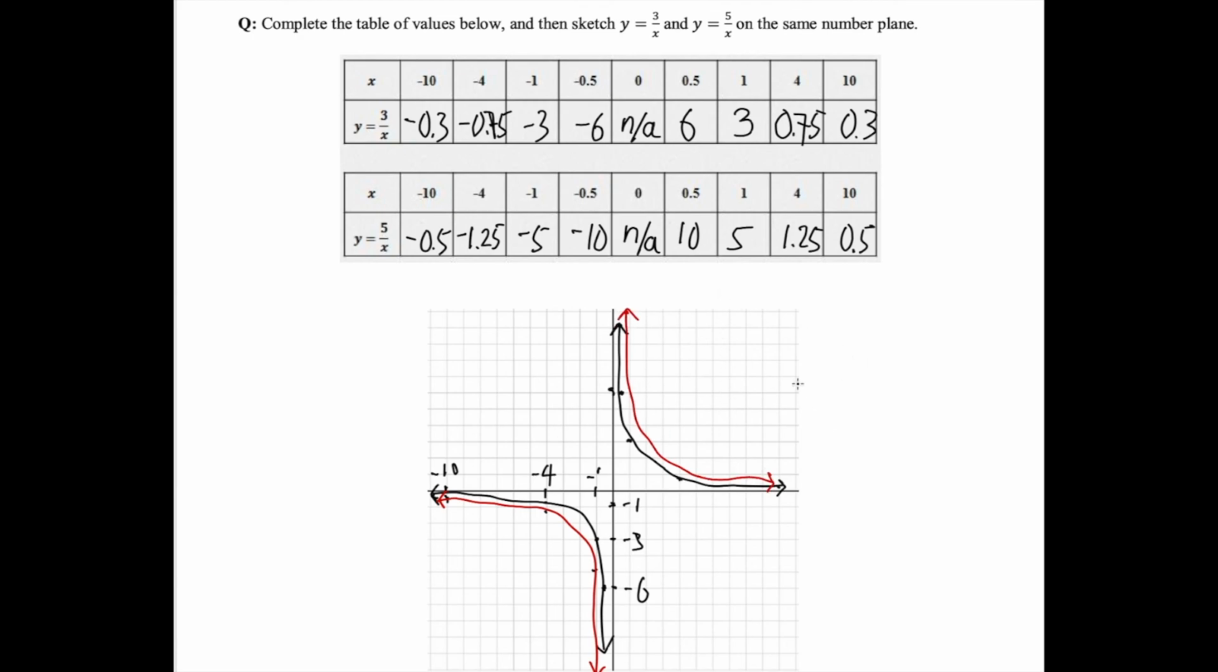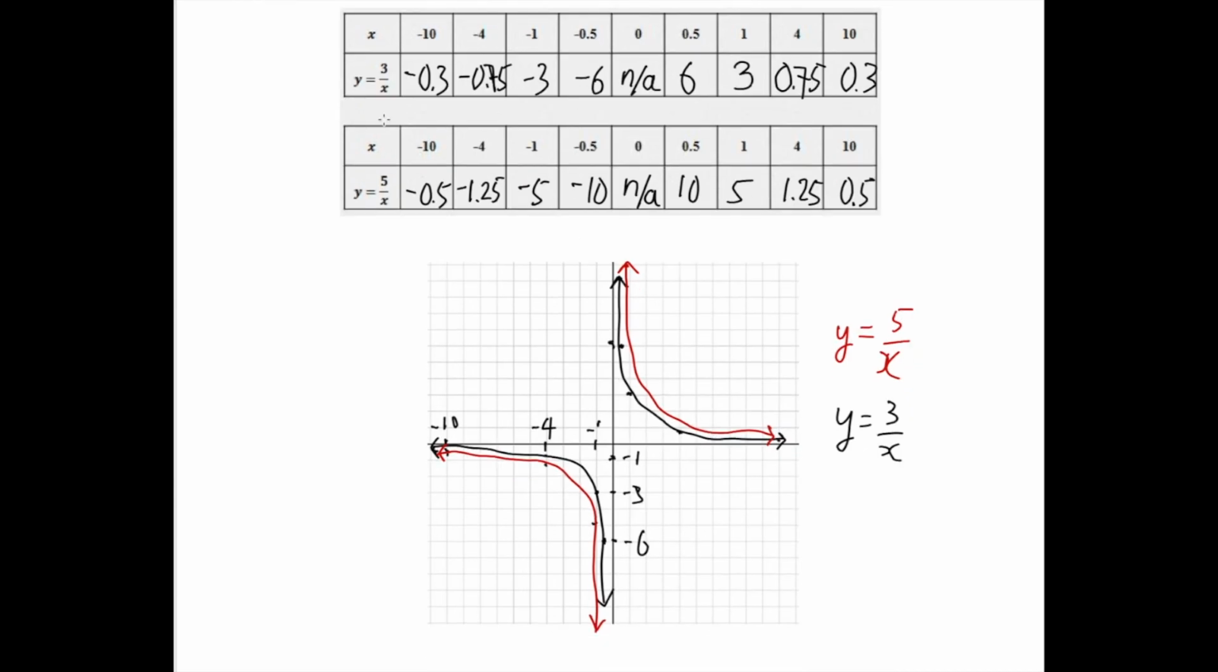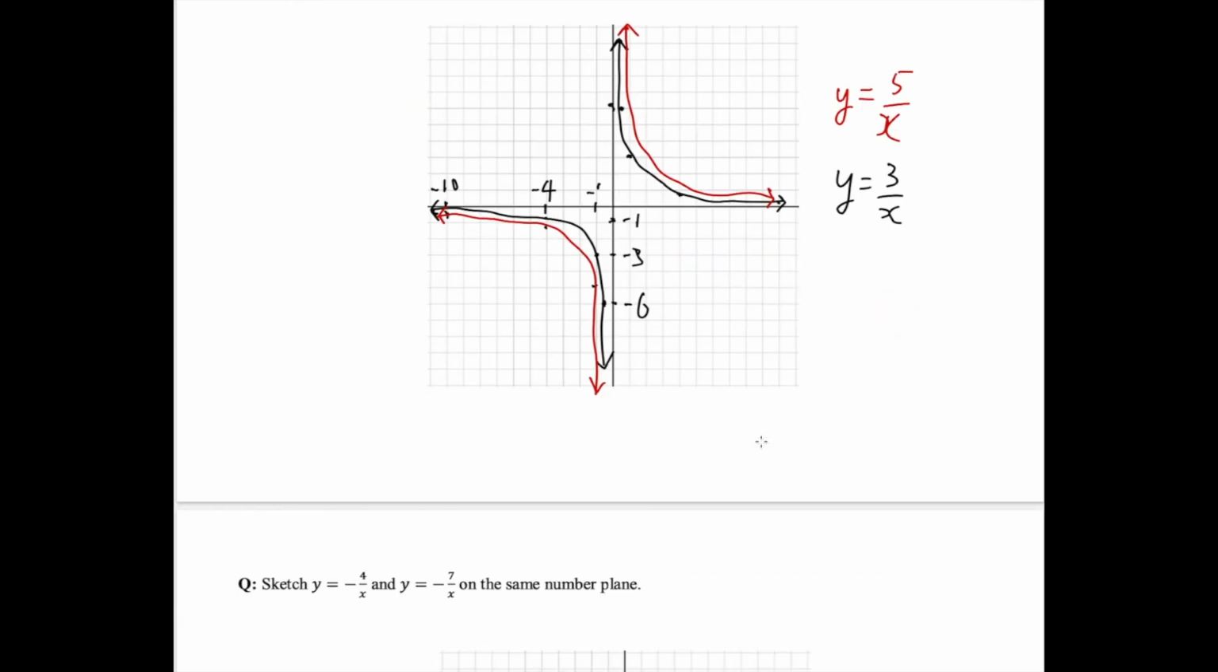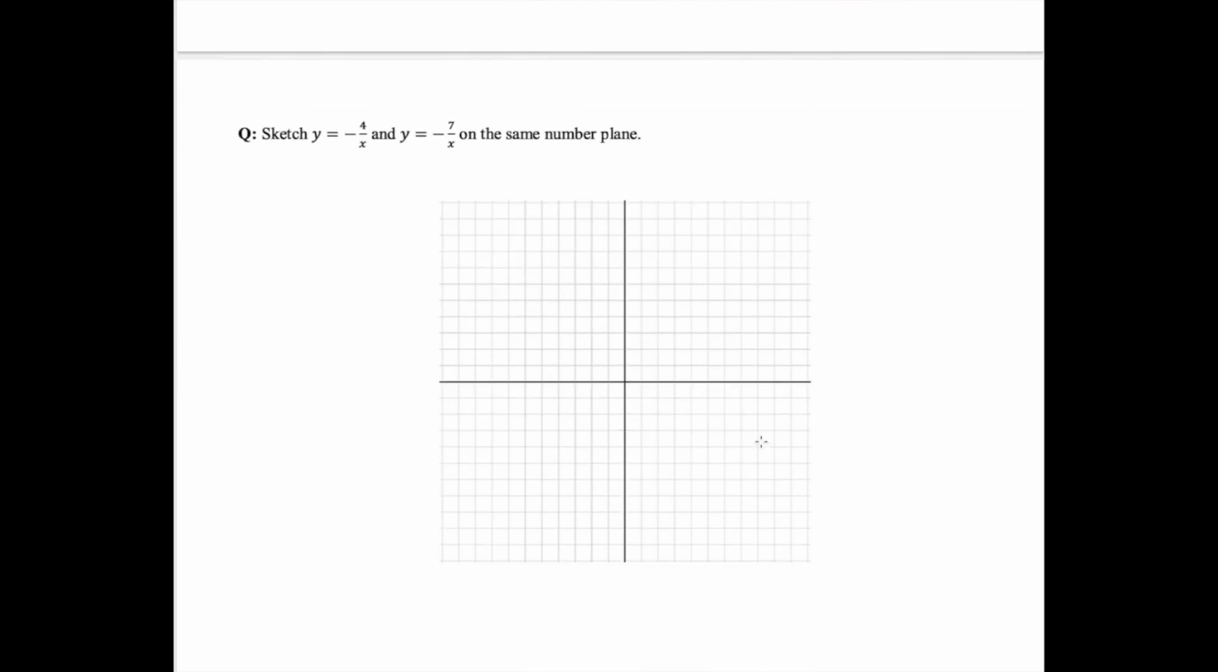So you can see the red one is y is equal to 5 on x. And the black one is y is equal to 3 on x, okay? Alright, and remember, for both of these graphs, they have the asymptotes. They have a vertical asymptote and a horizontal asymptote at the x and y axes, okay? Now this is asking you to draw the same thing, except instead of a plus, it's a minus.